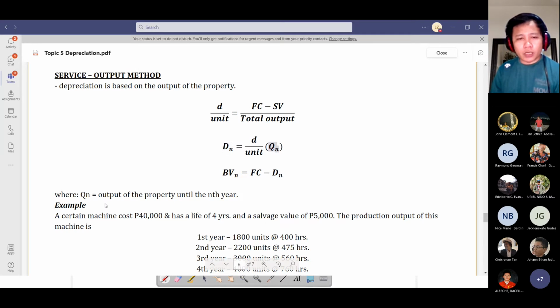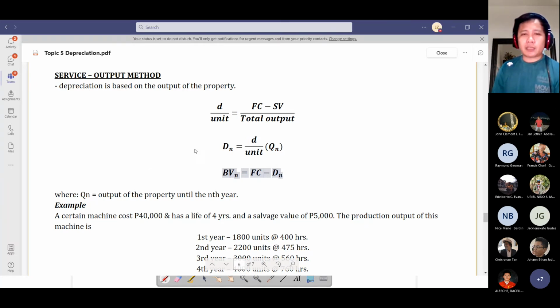What is Qn? Qn is the output of the property until the nth year. So if you want to determine how much the total depreciated amount is until the nth year, you have to determine first how much the total output is until that year only. Not the overall total, okay? Until that year only, because that is what we are looking for. And then, of course, book value equals first cost minus the total depreciated amount. So this is the general formula.